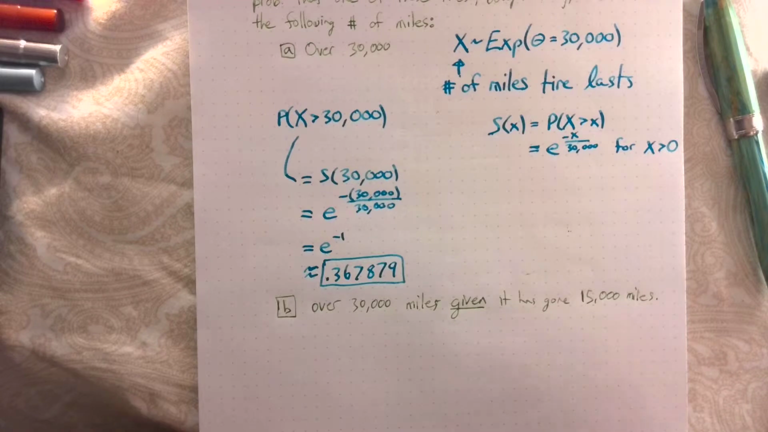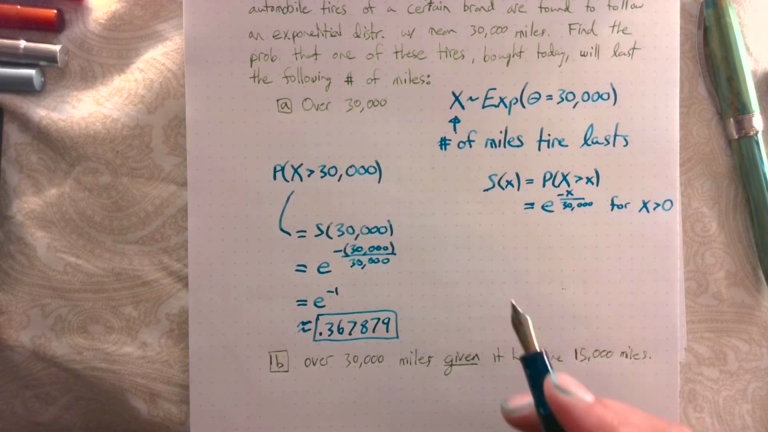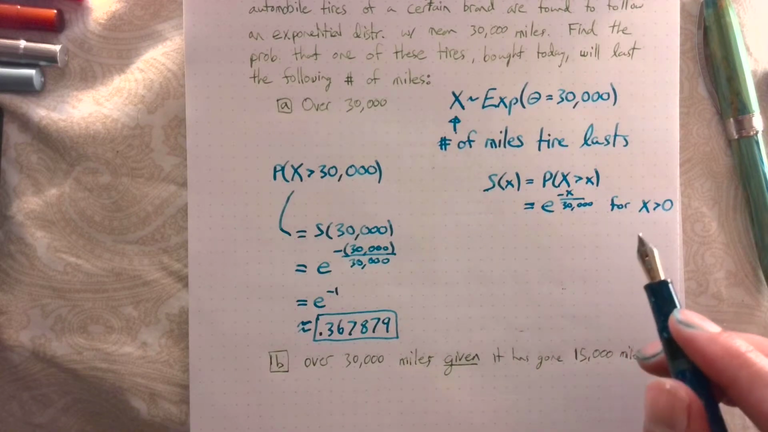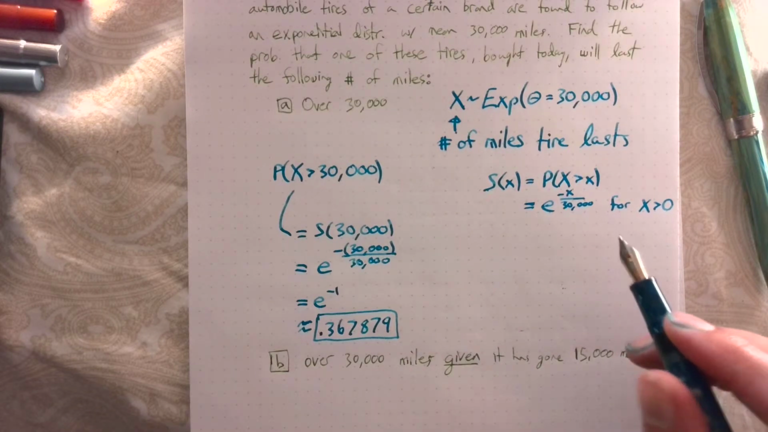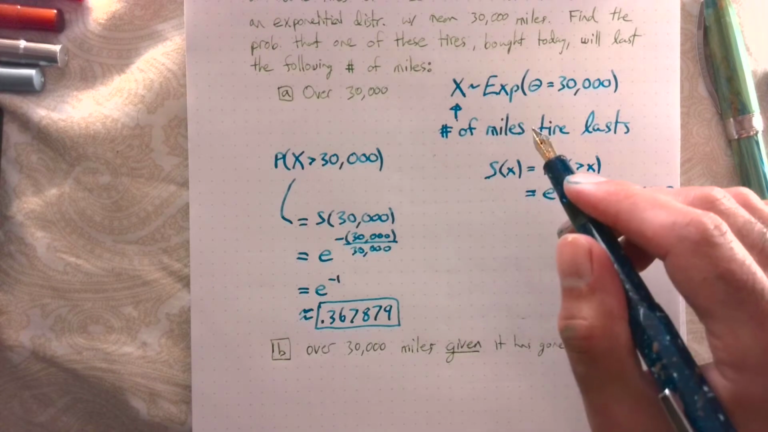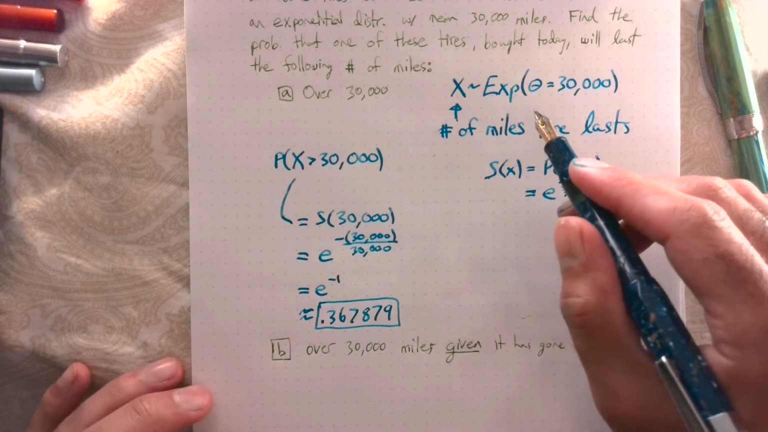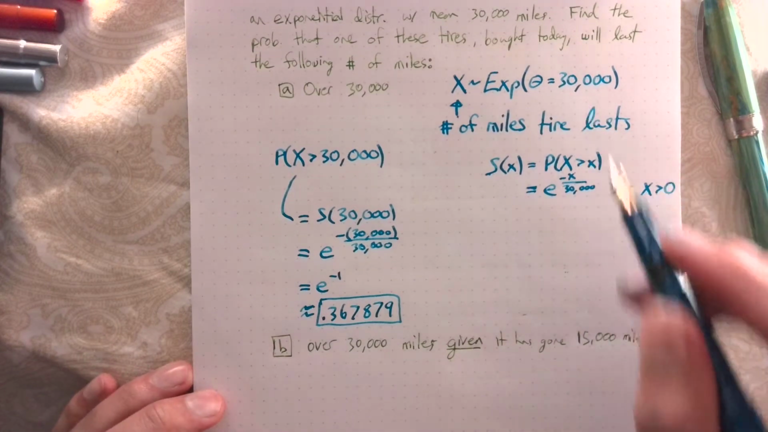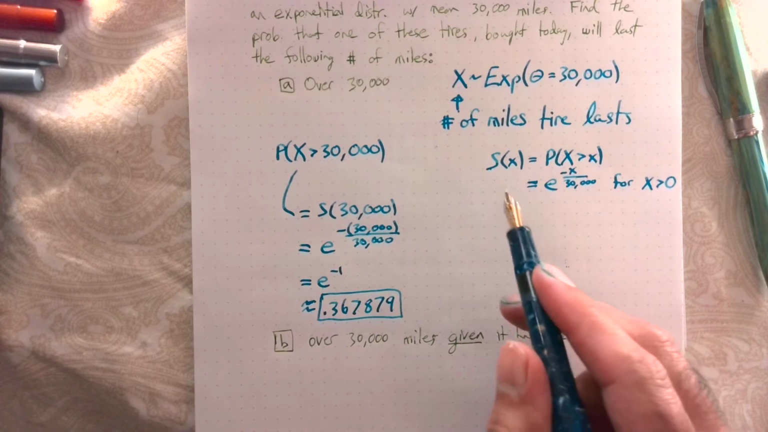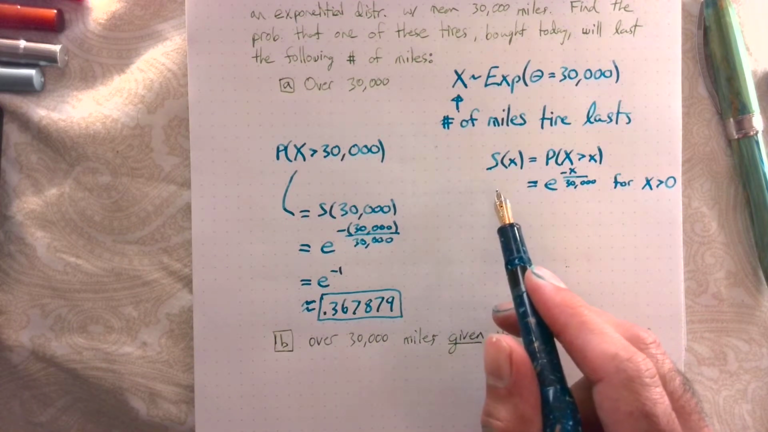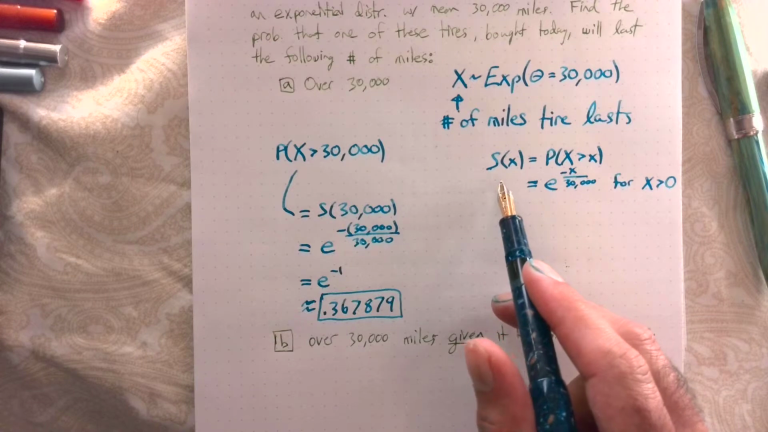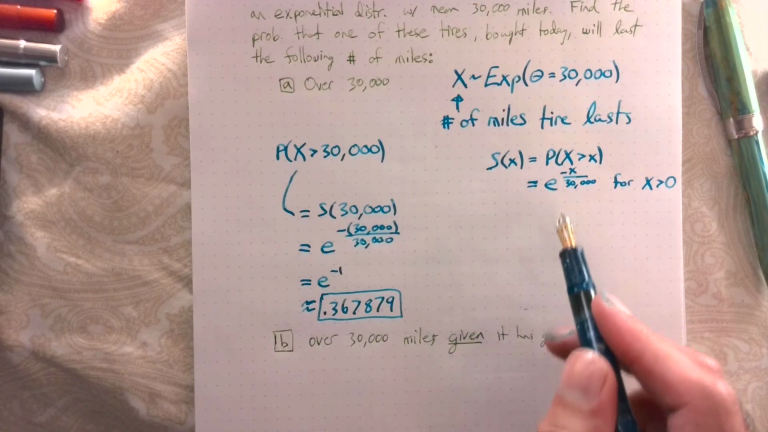So this is part B of 5.52. Again, we're in this situation where we have a tire, and the life of this tire in miles is distributed with an exponential distribution with a mean of 30,000. And then we calculated that the survival function is given by this right here.